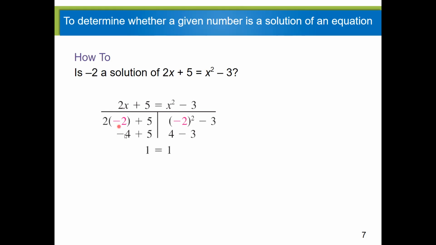So 2 times -2 is -4. Okay, -4 plus 5 is equal to 1. Good. So the left hand of the equation by itself is equal to 1. And then the right hand of the equation, substitute -2 for x, square that, 4 minus 1 is 3. They are in fact equal. -2 is a solution to that problem.